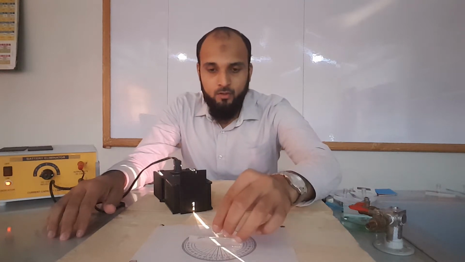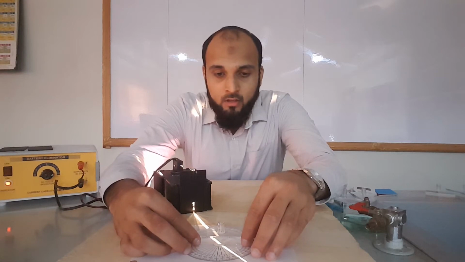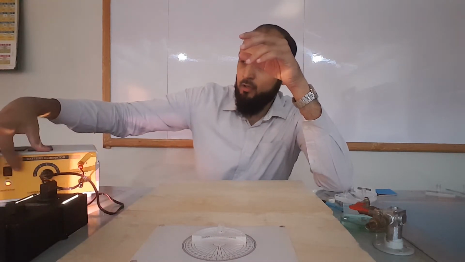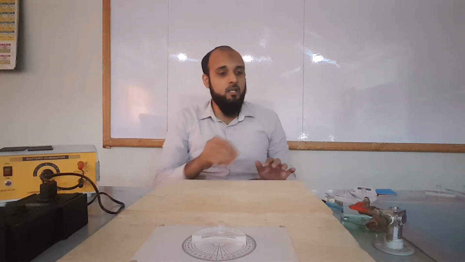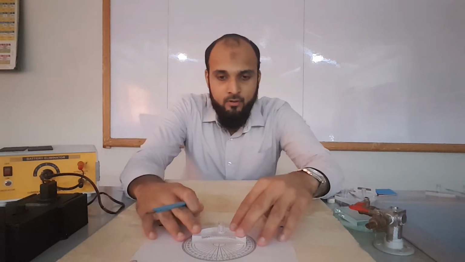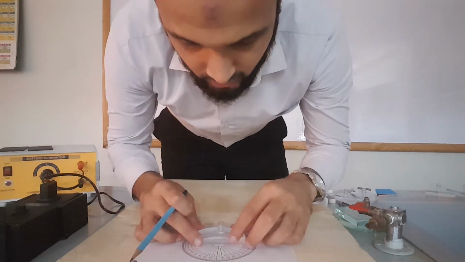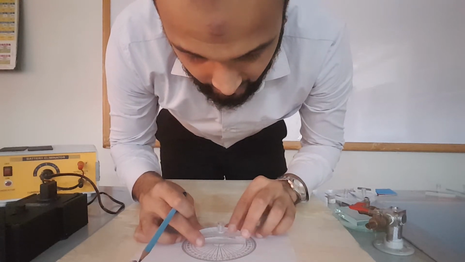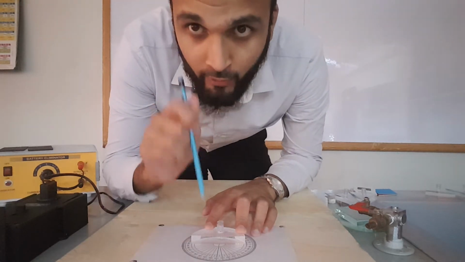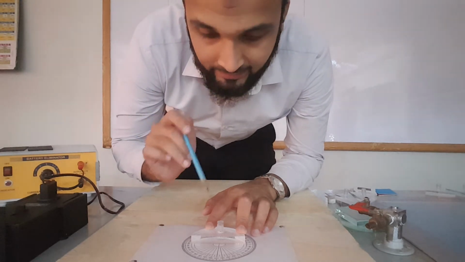Right, I'm going to start by placing the semicircular glass block on a sheet of paper. Let's remove the ray box for the time being and use a sharp pencil. A sharp pencil is required to improve the accuracy of your experiment. Of course, you've got to look at the lines that you draw or the positioning from directly above in order to avoid parallax error. So you can't be looking at the things you draw at an angle.